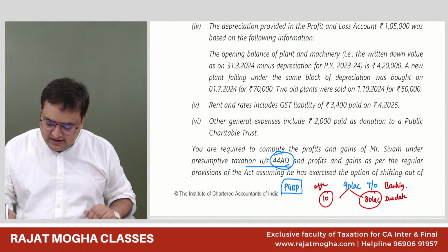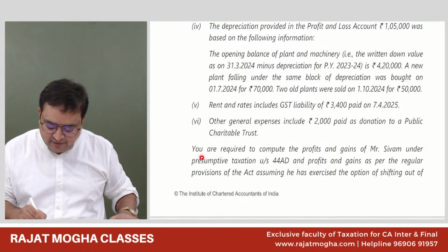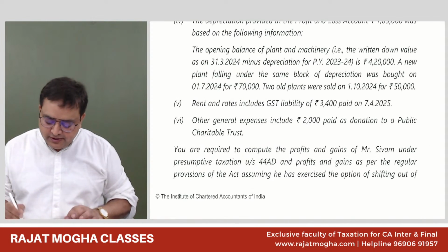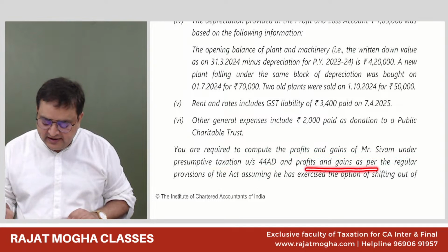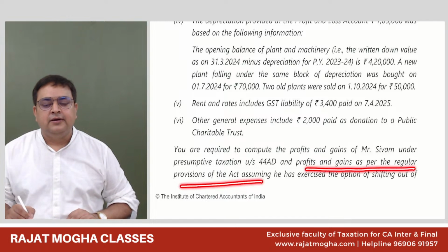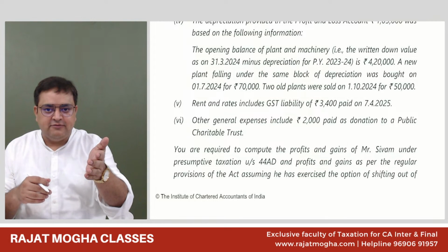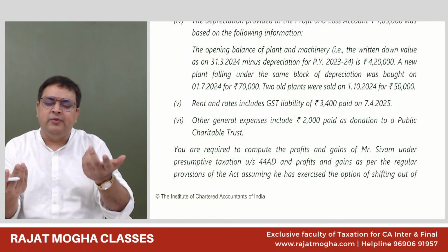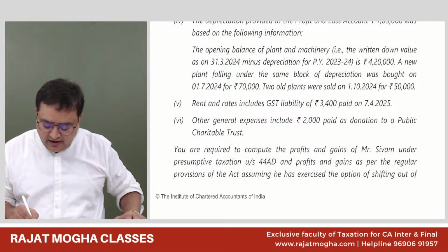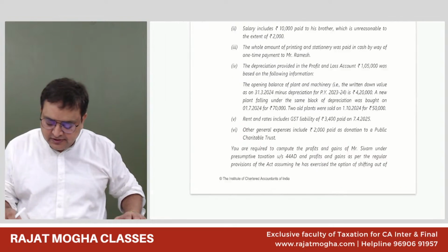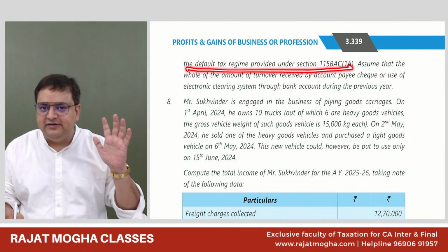So let us see how his turnover is. This client is coming to us, and I'm reading it once again. You are required to compute the profits and gains of Mr. Shivam under presumptive taxation, and profits and gains as per the regular provisions of the Act. What is regular provision? Normal provisions. So they are asking us both: first calculate through presumptive income, and also calculate it normally, where we will give all these expenses as deductions. Assuming he has exercised the option of shifting out of the default tax regime under 115BAC, again the optional regime he is taking, not default.